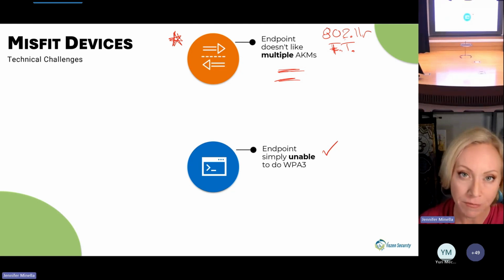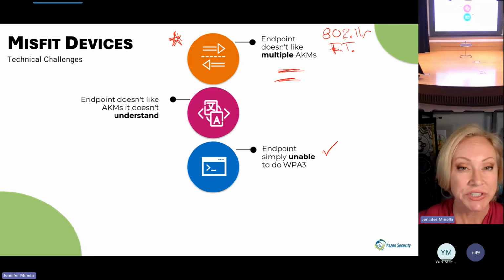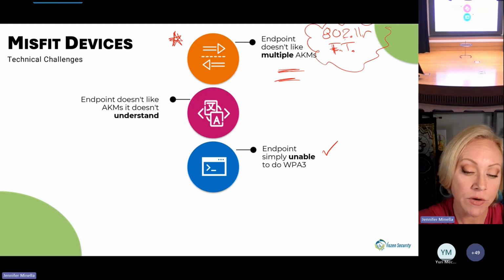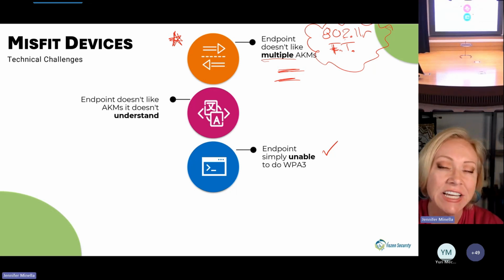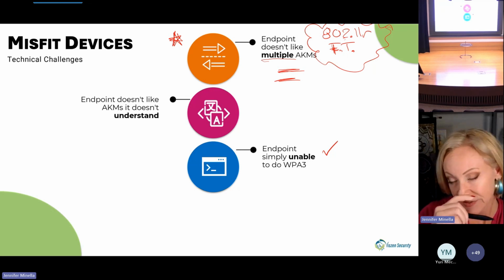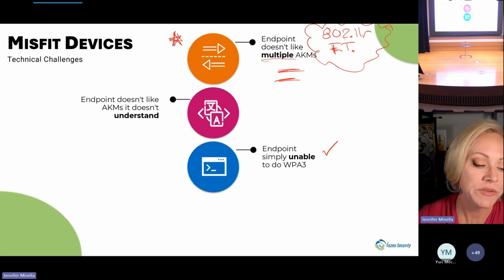But there's even one bigger problem than this. And this is a new issue that we've seen because I think we got drivers, a lot of endpoints worked their way through this after we had the FT issues. And we said, okay, we're going to fix this problem and we're going to support multiple AKMs. So now the new problem is even if it supports multiple AKMs, sometimes the endpoints just lose their marbles and stop when they see an AKM that they don't yet understand.